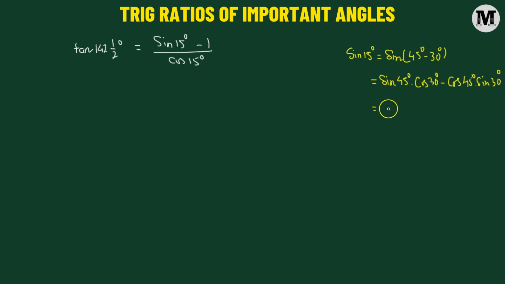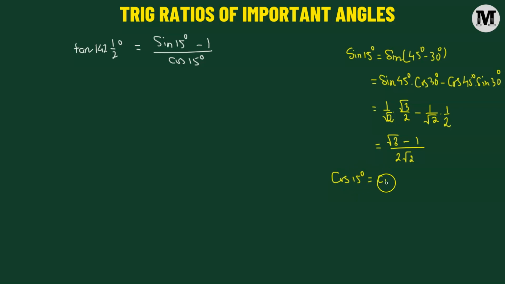We have the standard value for sine 45, that's 1 over square root of 2. Cosine 30, that's square root of 3 over 2. Minus cosine 45, that's 1 over square root of 2. And sine 30, that's 1/2. Which means that sine 15 degrees comes out to be square root of 3 minus 1 divided by 2 times square root of 2. Then we can find out the value of cosine 15 degrees as well.